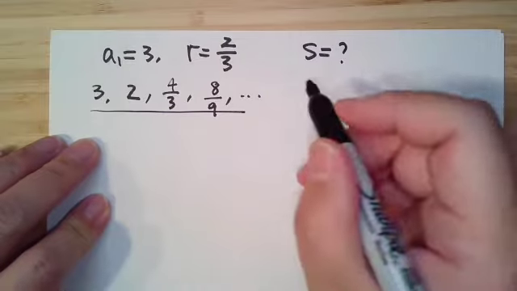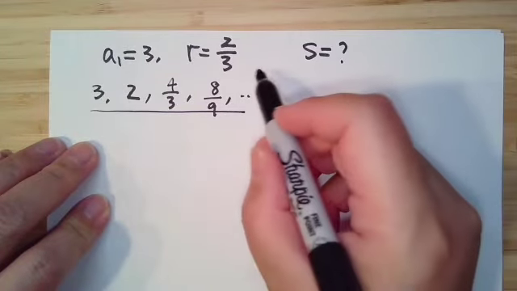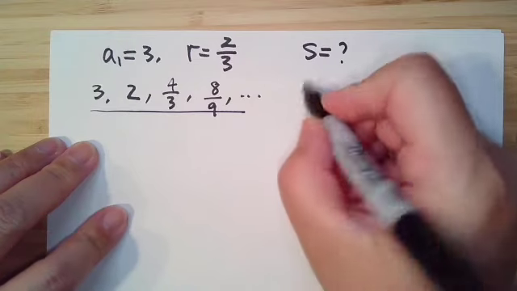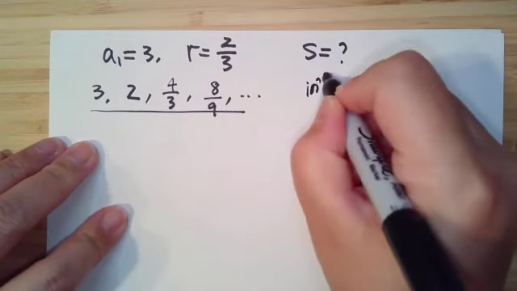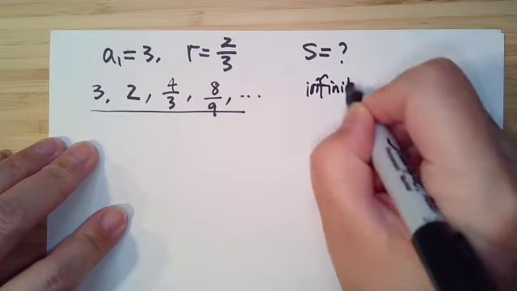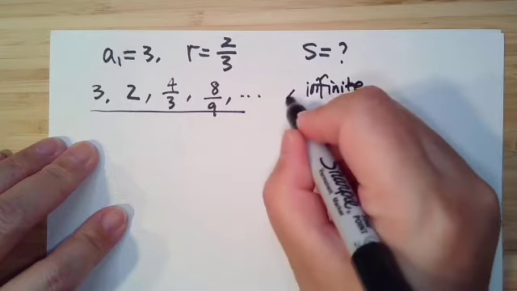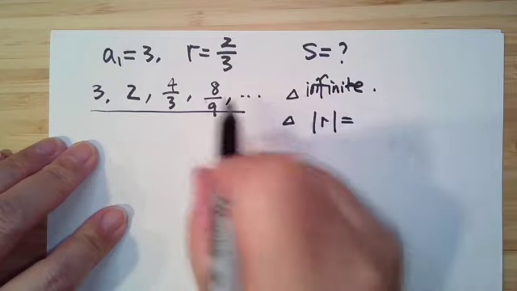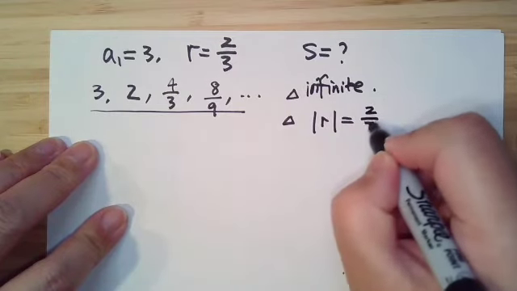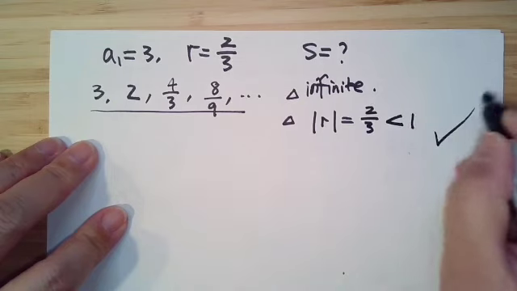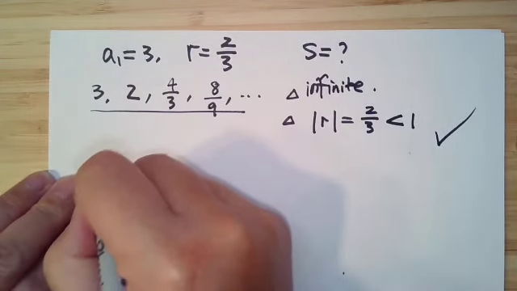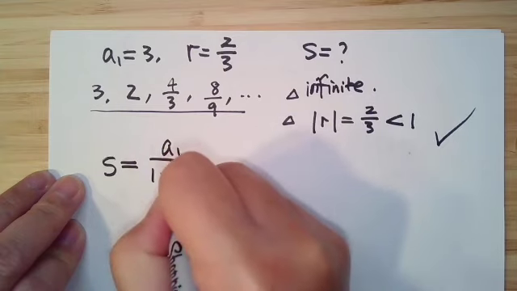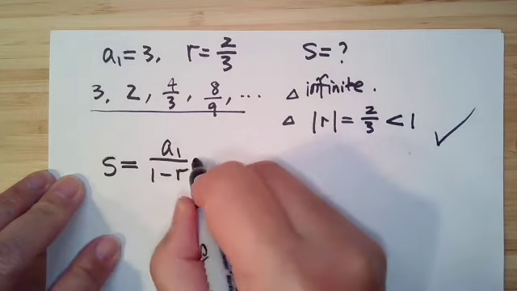That'll be S. So first of all, they didn't give you an n, so this is an infinite sequence. Okay, that's number one. Number two, the absolute value of r. R is 2/3, so that's 2/3. That is less than 1. So yes, we can use the formula. The formula is this: S equals a1 over 1 minus r.